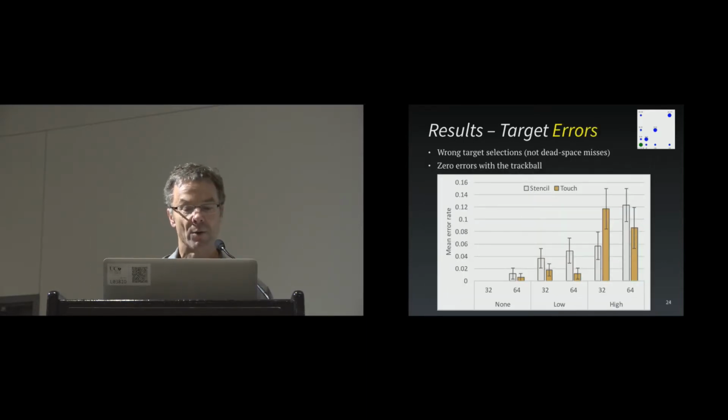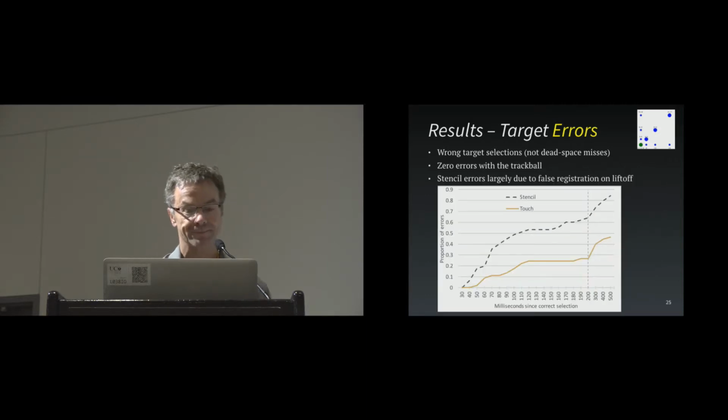In analyzing errors, we focus on wrong target selections, where the user hits a target that was not the one they were currently supposed to be selecting. We focus on this type of error because the stencil more or less prohibits hitting non-target space. So you can't make that form of error with the stencil. And also because hitting the wrong target could have some serious consequences in the cockpit. The first main result is that with the trackball, there were none of these errors at all. With the stencil and touch at low vibrations, there were relatively few wrong target selections. But at high vibrations, error rates increased up to about 12%, so substantial errors during high vibrations, as I guess you'd expect.